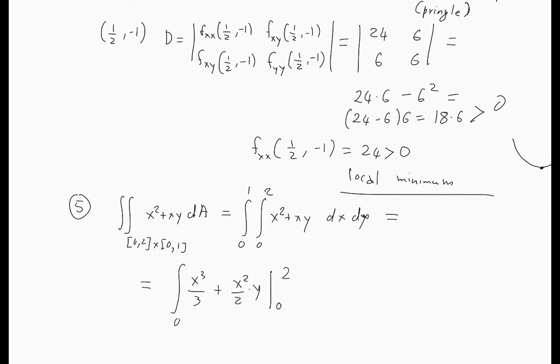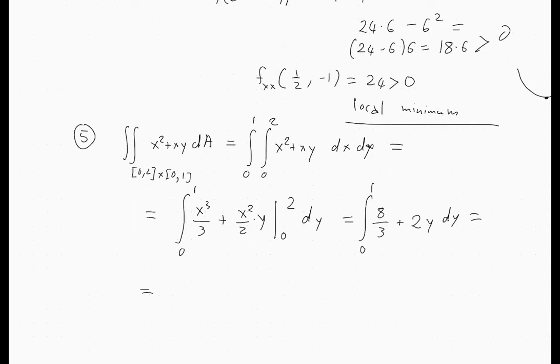So how much is this? You have 8/3, and you have 4 over 2, that's 2y, from 0 to 1 dy. And this is going to be 8/3 y plus y squared from 0 to 1. I hope I didn't do any numerical mistake. If I did, please correct it. 8/3 plus 1, and it's the same thing as 11/3, and that's it. Let's go to problem number 6, where we have a very interesting situation here.